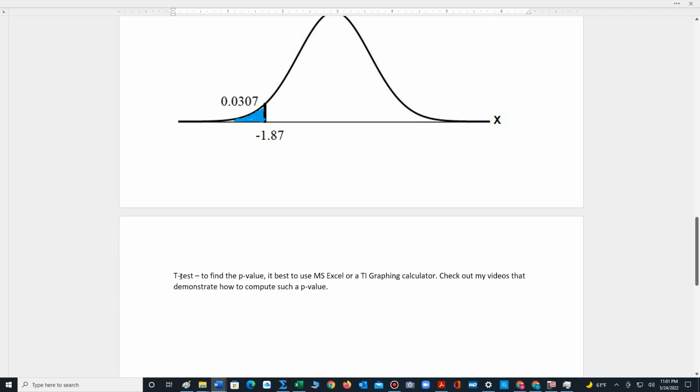Now, when we have to find the p-value for a t-test, it's better to use MS Excel or a TI graphing calculator or some other technology. You could check out one of my other videos that demonstrate how to find p-values for the t-test.